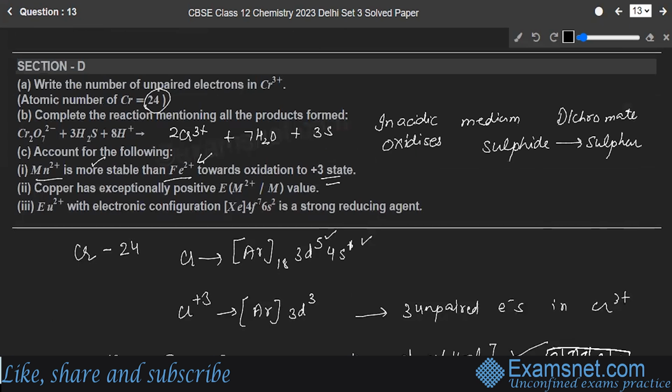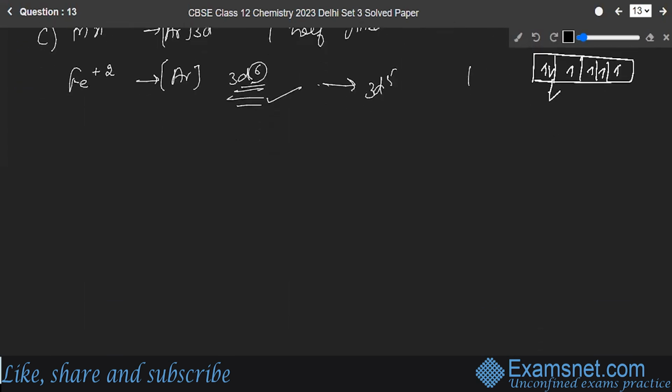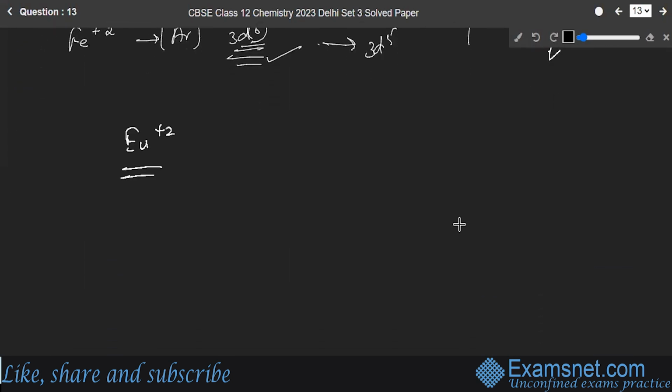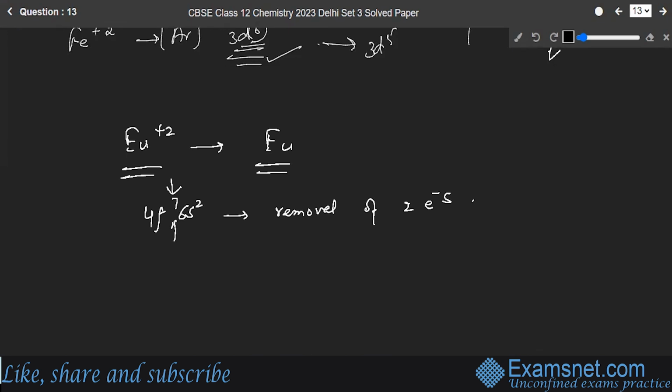Now the second part of the C question. Copper has an exceptionally positive E naught value for M2 plus to M. Copper has a very high atomization energy and low hydration energy, due to which E naught is positive. Third part: Eu2 plus, with the electronic configuration given here, is a strong reducing agent. Eu2 plus is a strong reducing agent because it is more stable than Eu3 plus. Electronic configuration 4f7 6s2, after the removal of 2 electrons, achieves the half-filled f orbital, acting as a strong reducing agent.